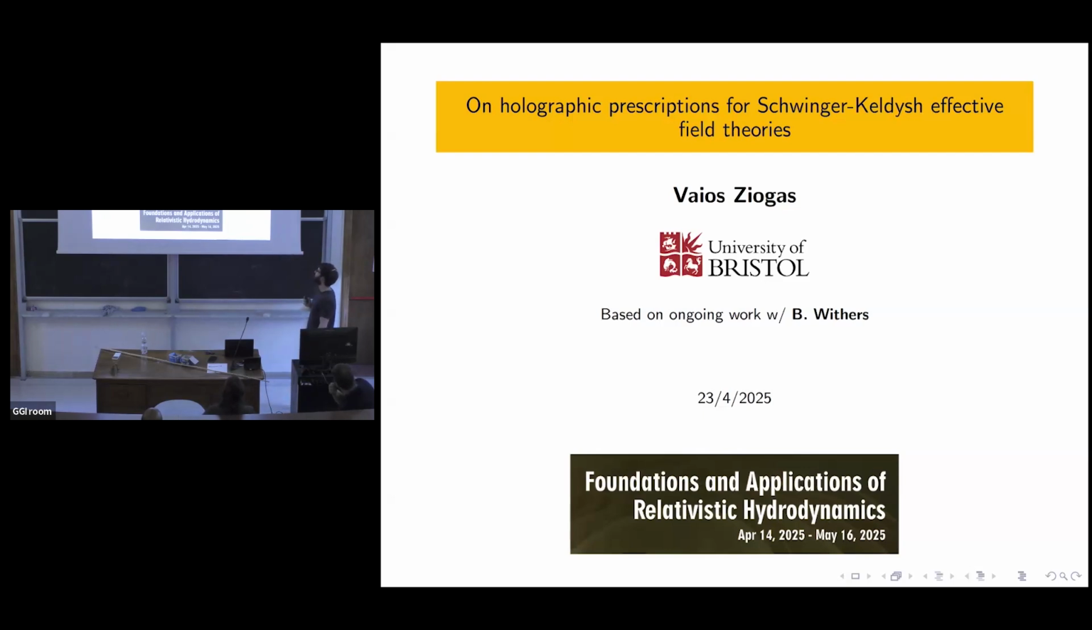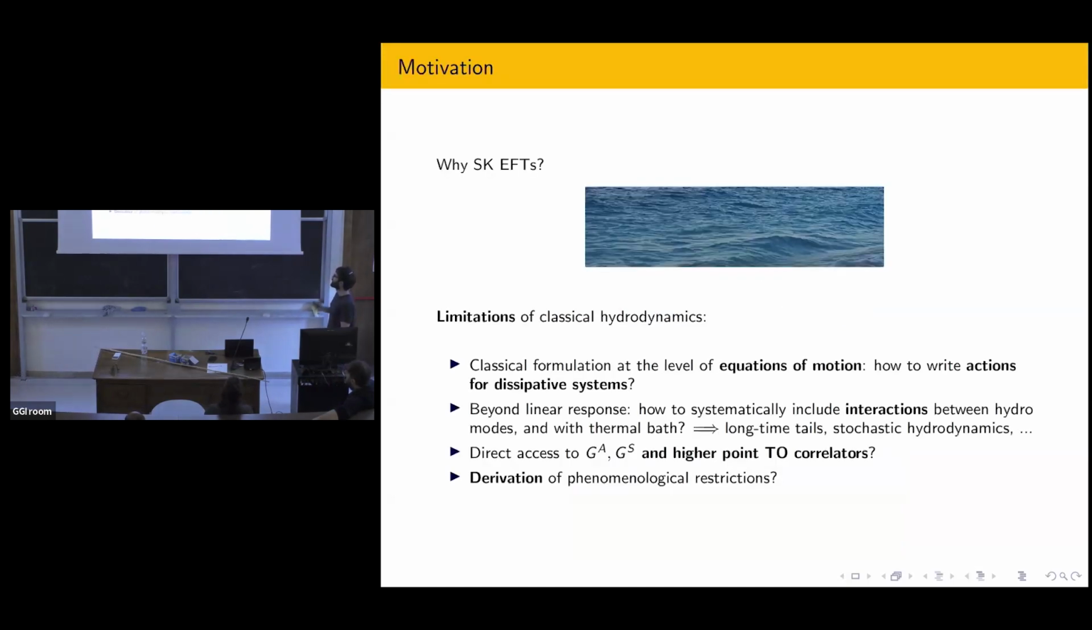Okay, so in this work, I want to basically uncover some structures and shed some light on holographic prescriptions for Schwinger-Keldysh effective field theories, as the title suggests. So, why are we interested in this?